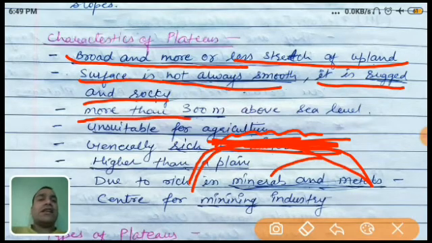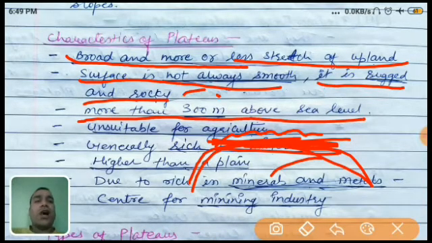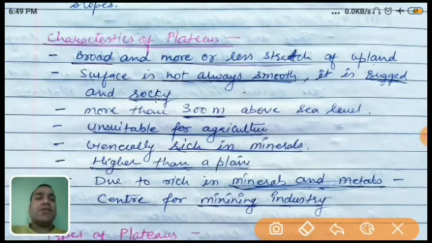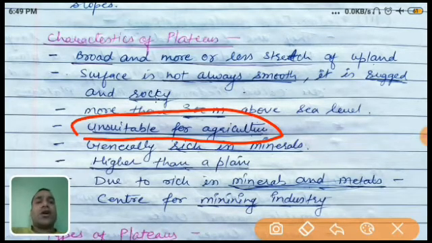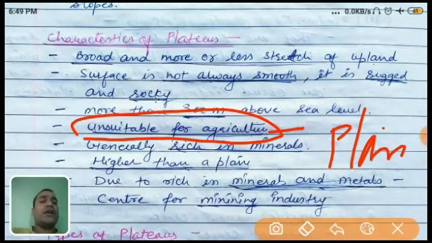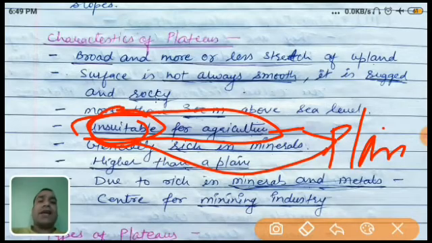Next, more than 300 meters above sea level. As I already told you, the height should be 300 meters. If the height is more than 300 meters, then only is it called a plateau. Next, it is unsuitable for agriculture. This term is not exact, remember, it is in comparison with plains. Plateaus can also be used for agriculture, but they are less suitable compared to plains, because the terrain is uneven.